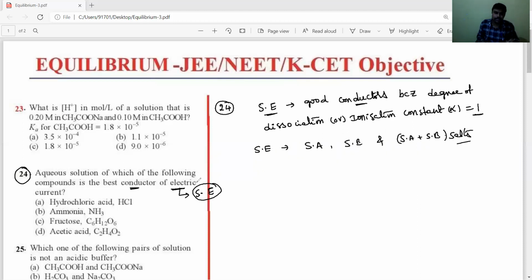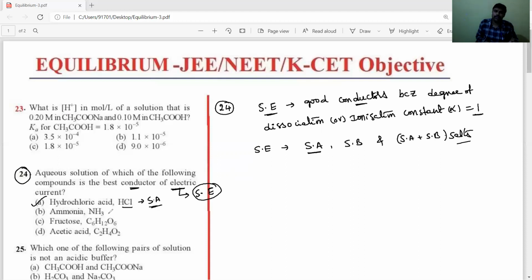So in the given example, in the given options, which is a strong electrolyte? You have to think where strong acid, strong base, or strong acid, strong base salts are present. They act as strong electrolytes, and they act as good conductors of electricity. So HCl is a strong acid. That's why it is a good conductor of electricity. So the answer is the first option.